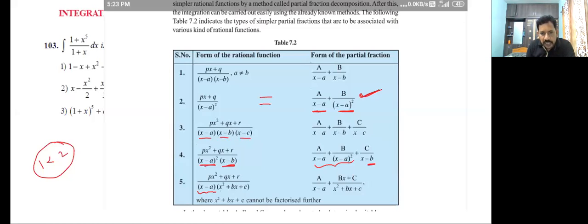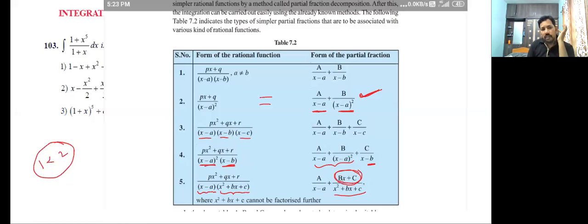Here see, the second term, x square plus bx plus c. This is an irreducible polynomial. It cannot be split into a product of two linear polynomials. So this is a quadratic, x square plus bx plus c. Whenever these terms are there, the numerator, see what I have written, is bx plus c by x square plus bx plus c. That is the difference.